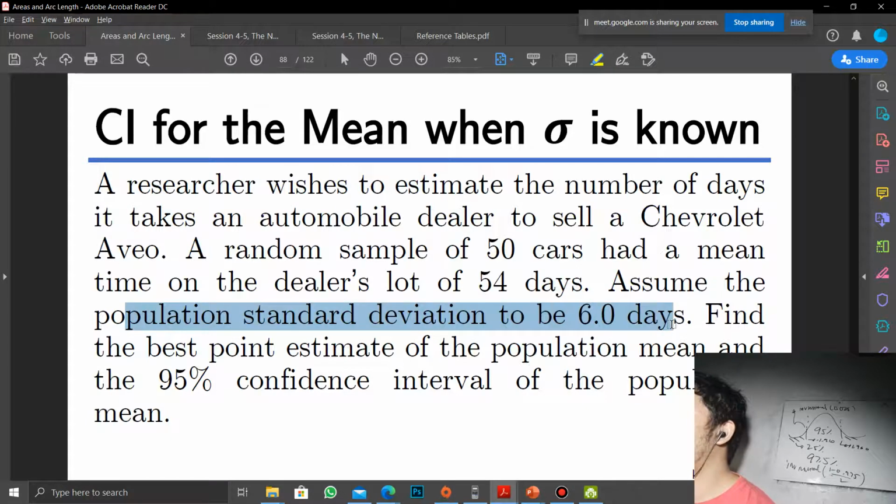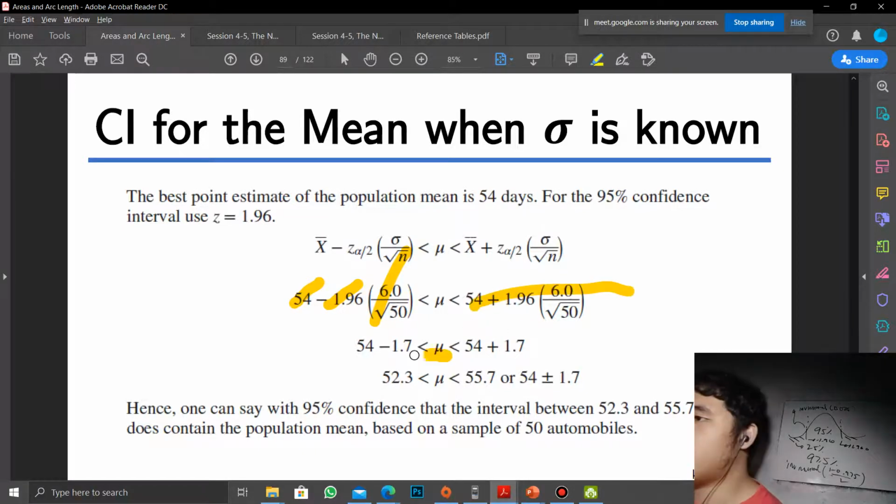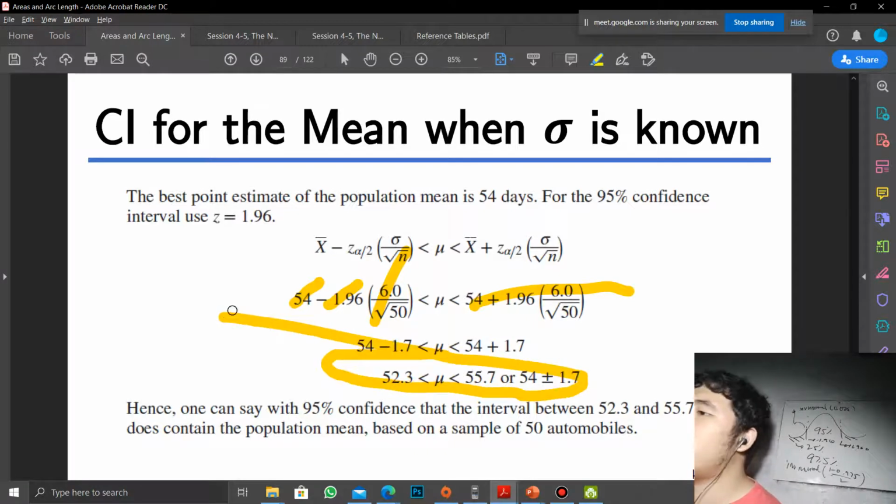The population standard deviation is 6 days. n equals 50. X bar equals 54. Confidence level equals 95%. The best point estimate is the sample mean, right? So, that's the best point estimate, BPE, as it's called. Now, let's draw the 95% confidence interval. 54, x bar, minus the z-score for the confidence level, times 6 over square root of 50, and do the same thing on the other side. We'll get this, okay? So, how do we interpret this interval?